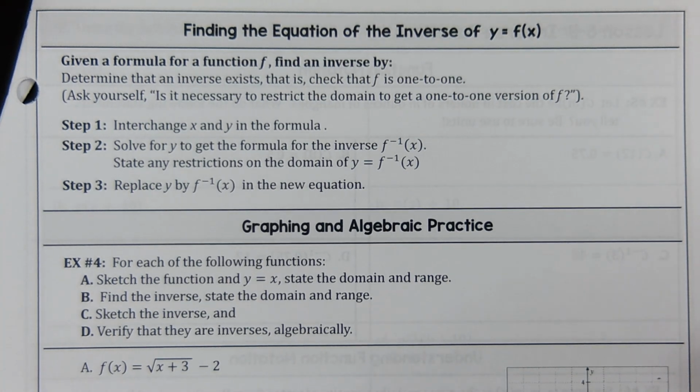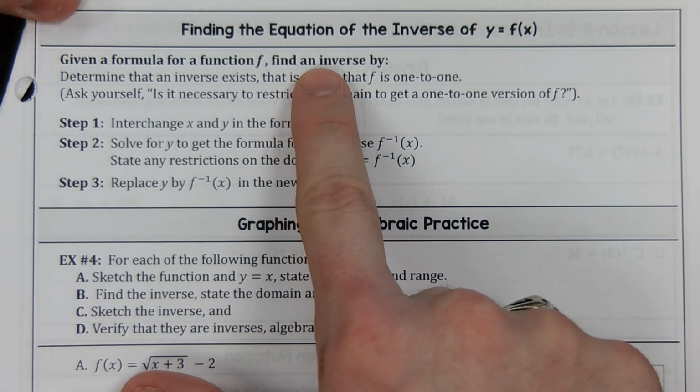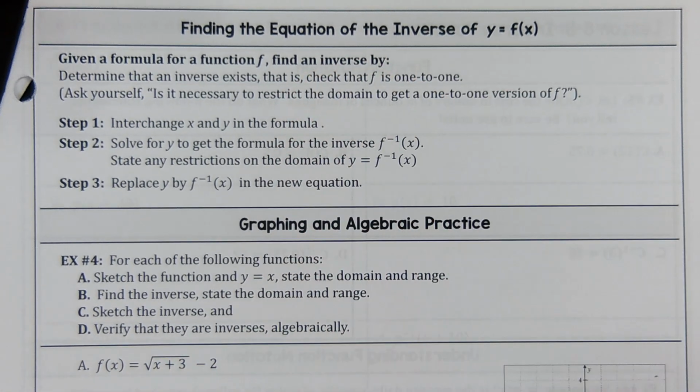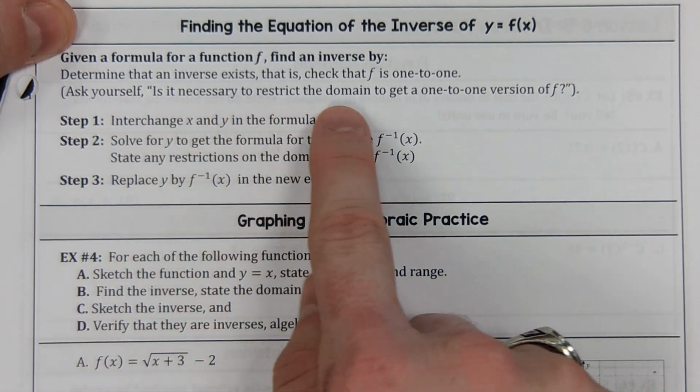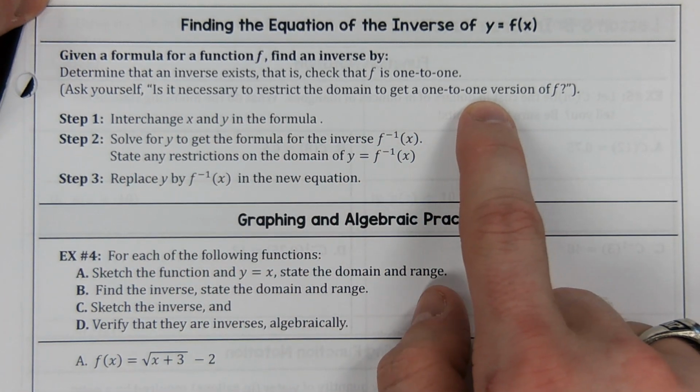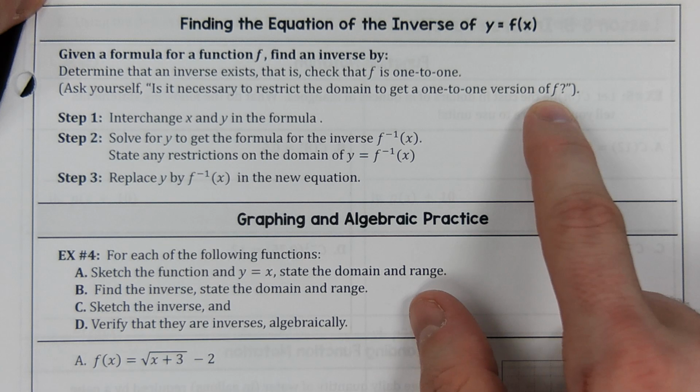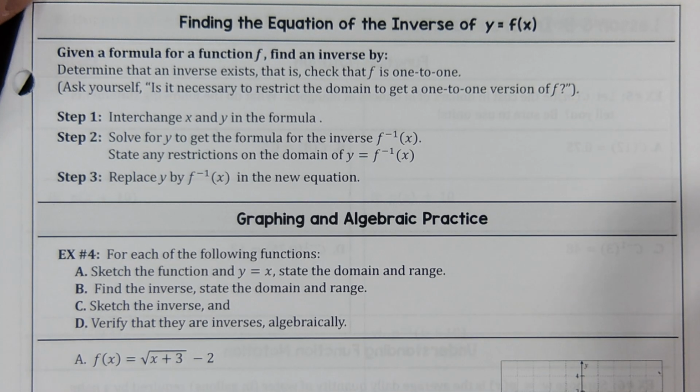Given a formula for a function, f, here's how you find an inverse. Switch the letters of x and y. Switch the variables. And then get y by itself. Solve for y. Cool beans? Now, here's the thing in parentheses that says, ask yourself, is it necessary to restrict the domain to get a one-to-one version of f? Wonder what that means. We'll find out in the notes.